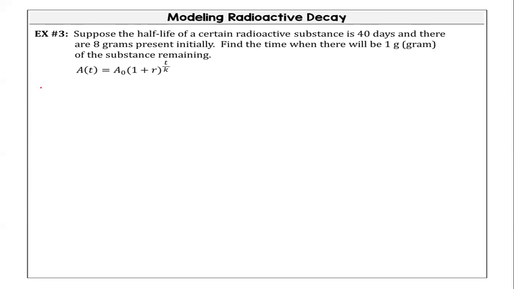Okay, so we're going to label what we know. We know our A sub 0 for this problem is what? 8. That's the amount present initially, right? So we know 8 grams is our initial. Our K, what is our decay value? It's going to be 40 days. It's taking us 40 days. Because our K is in days, that means our time also has to be in days.